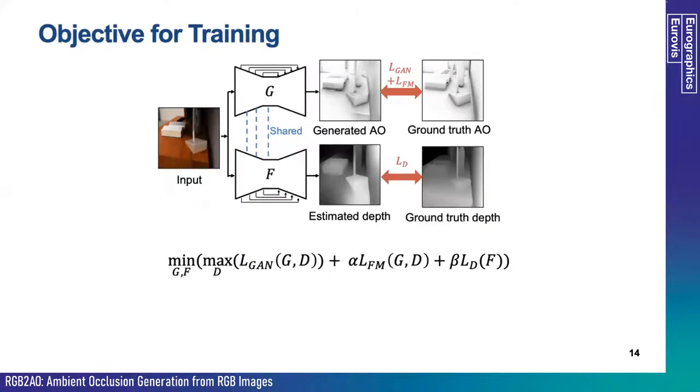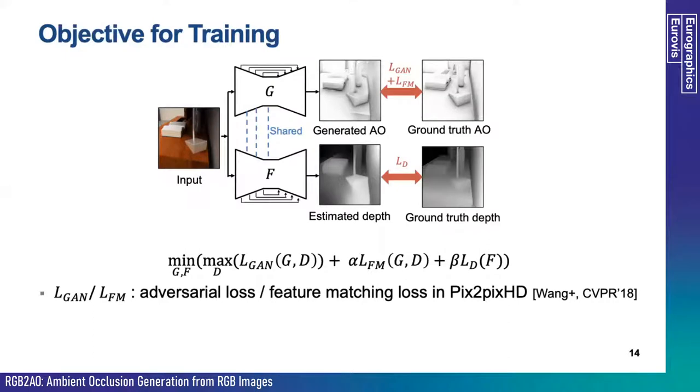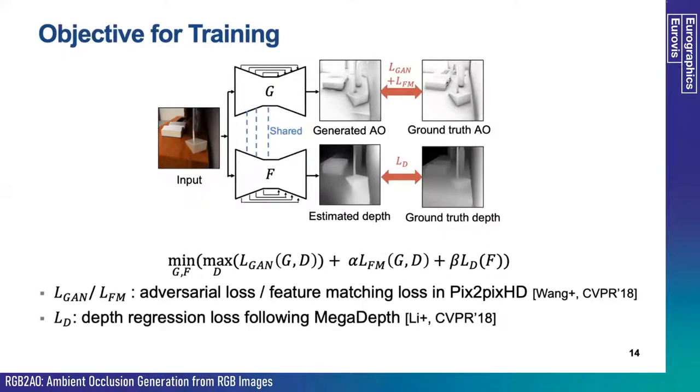We optimize the networks according to the objective below. We have three terms in total. The first two terms are similar to the baseline and are for the AO generation. The last term is for training depth estimation in our proposed method. We employ the robust regression loss used in MegaDepth's paper.